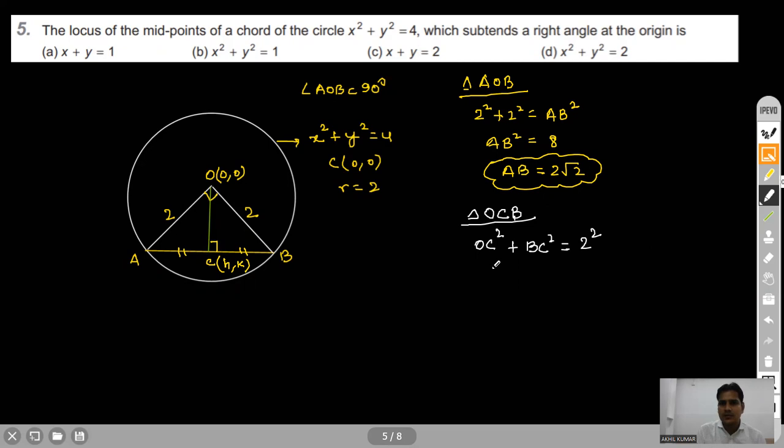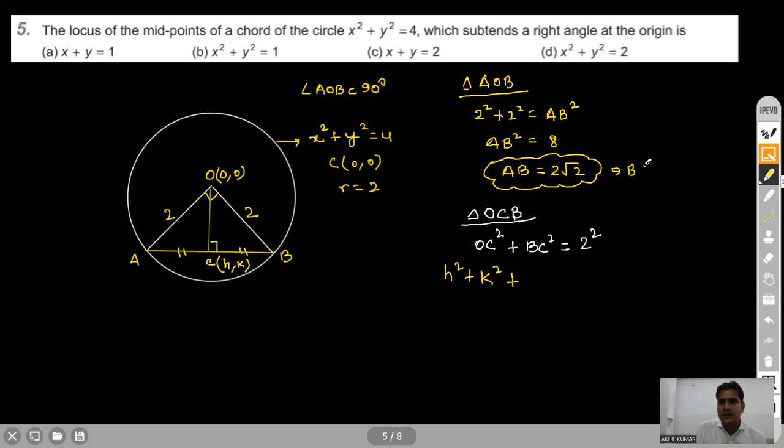Okay, so let me write it separately. What will be OC? OC is the distance. So we can write here OC square is h minus 0 whole square plus k minus 0 whole square, under root, but it is squared, so that under root will be cancelled out. So this will be h square plus k square plus BC square.